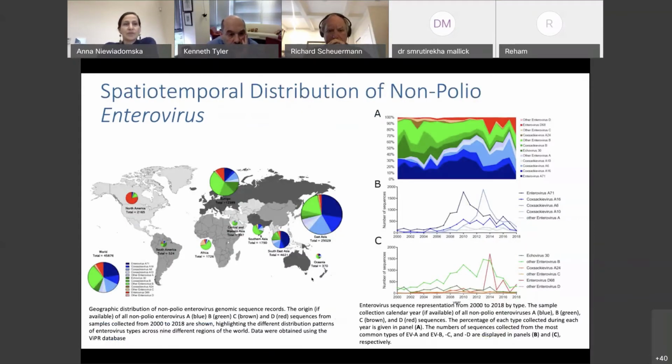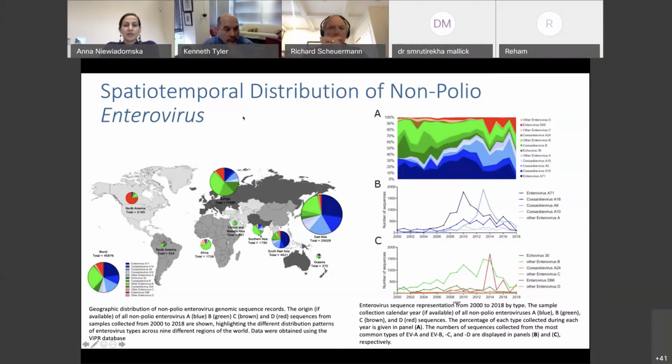So again, enteroviruses are quite a large group of viruses. They're very diverse, but they're not just diverse in their genomic composition. They have quite a diverse distribution in terms of both their geographic spread as well as their temporal spread. So you can have different enteroviruses circulating in different parts of the world, and you can also have different outbreaks of enteroviruses in different years.